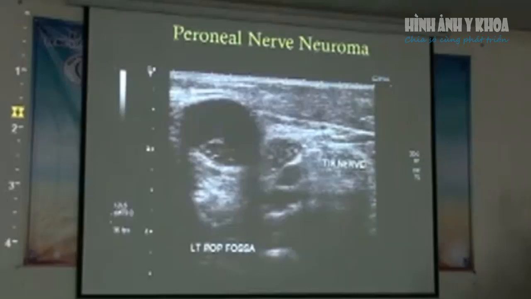So once again, it's not always ganglia and whatnot. We do see some neuromas and neural pathology as well.